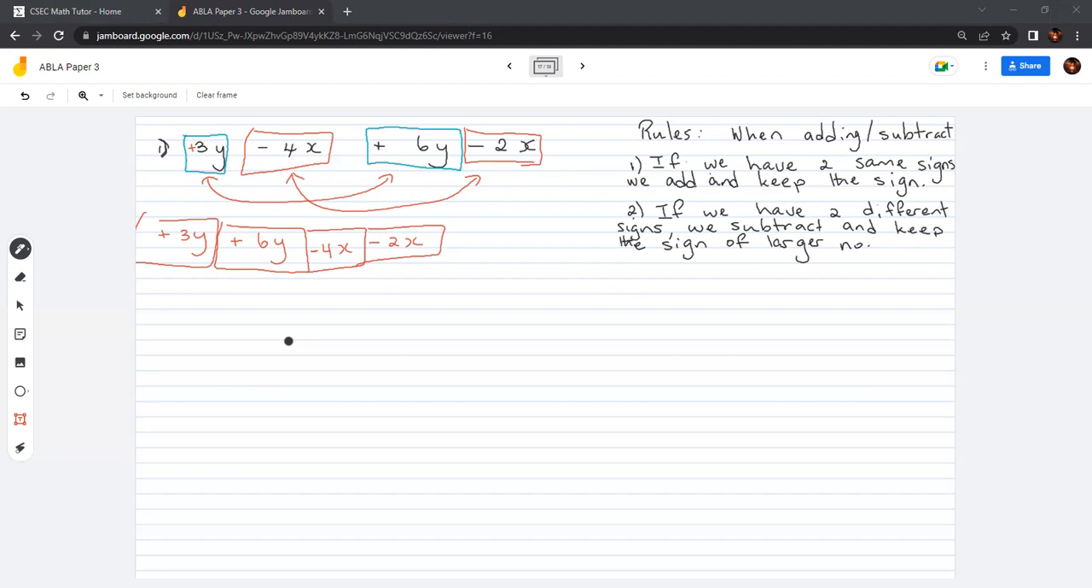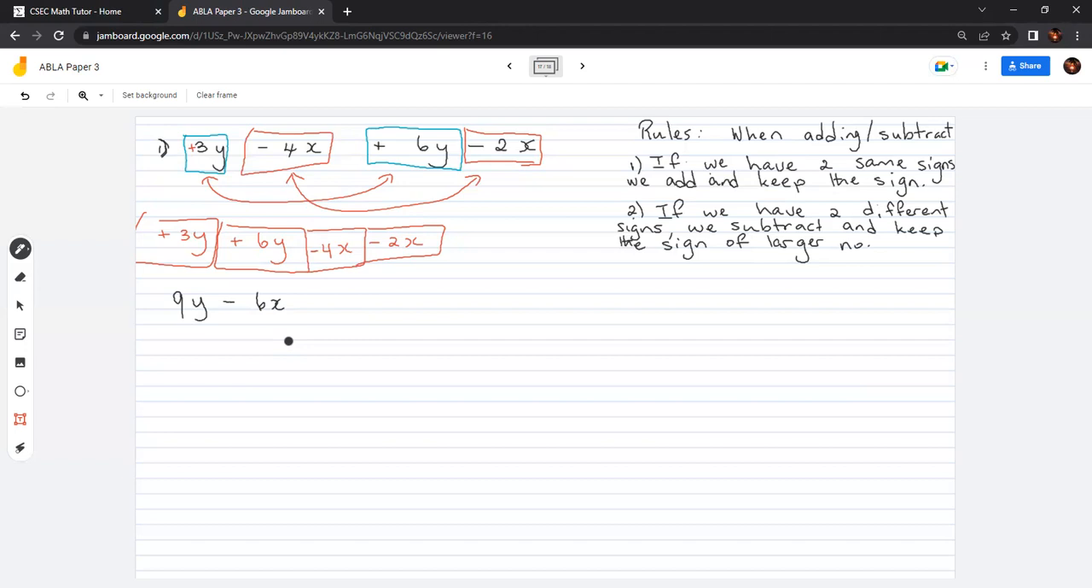So look at this. We have two same signs. That's 3y plus 6y. That's 3 plus 6, that's 9y. Look at this one. We have two same signs. Same thing, you add like normal. 4 plus 2, that's 6x. But you keep the sign. So it'll be minus 6x.